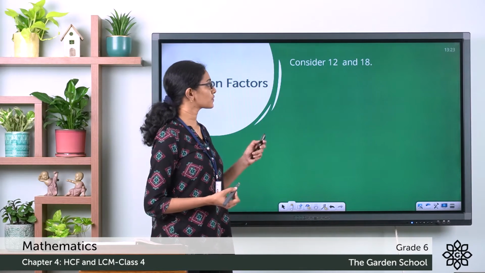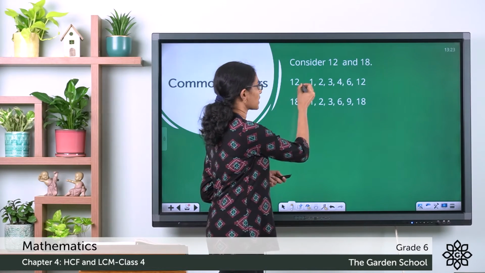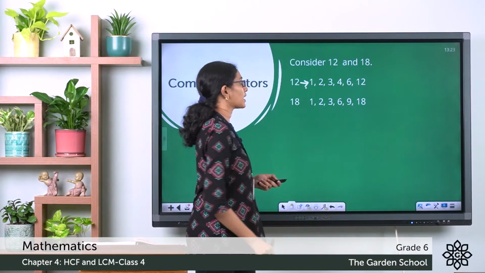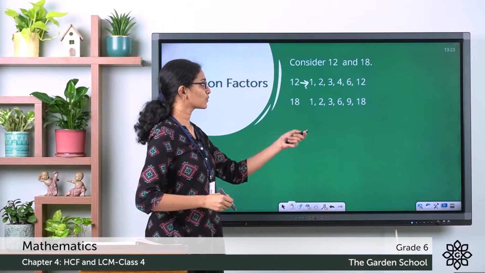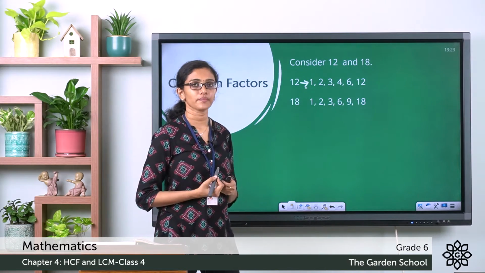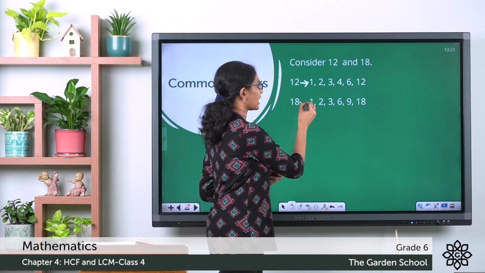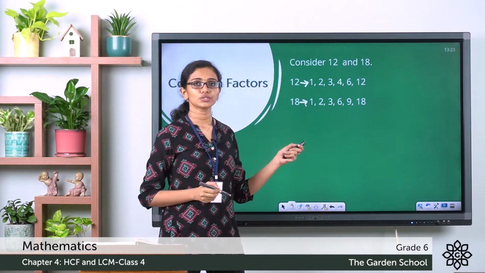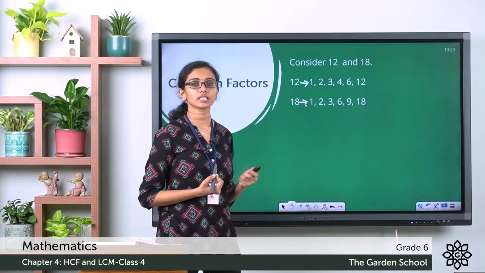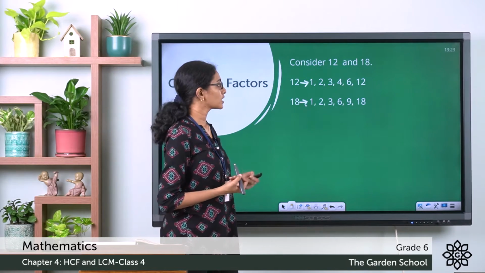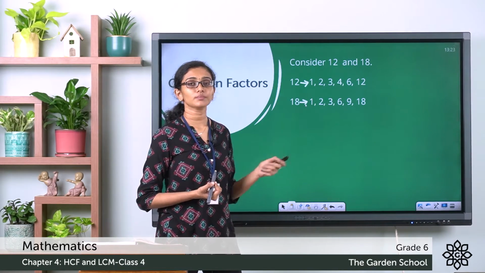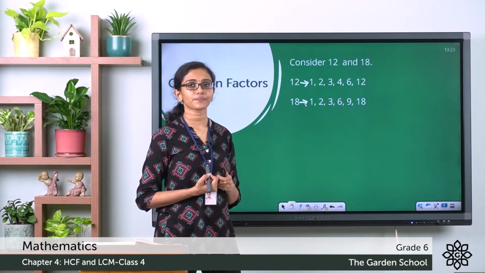Which are the factors of 12? The factors of 12 are 1, 2, 3, 4, 6 and 12. The factors of 18 are 1, 2, 3, 6, 9 and 18. Now did you notice that these two numbers have got some common factors?